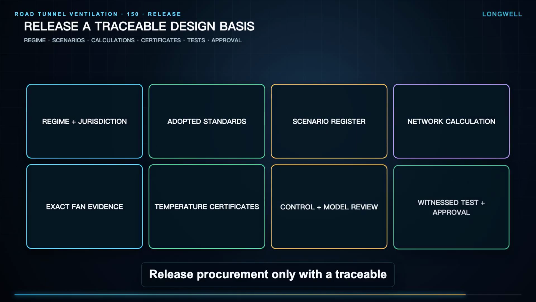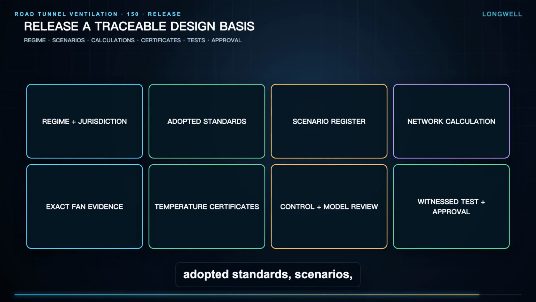Release procurement only with a traceable design basis, tunnel regime and jurisdiction, adopted standards, scenarios, topology, network calculation, exact fan evidence, temperature duty certificates, controls, model review, installation coordination, witness tests, and owner approval. No universal count, spacing, velocity, or smoke direction belongs on a generic checklist.